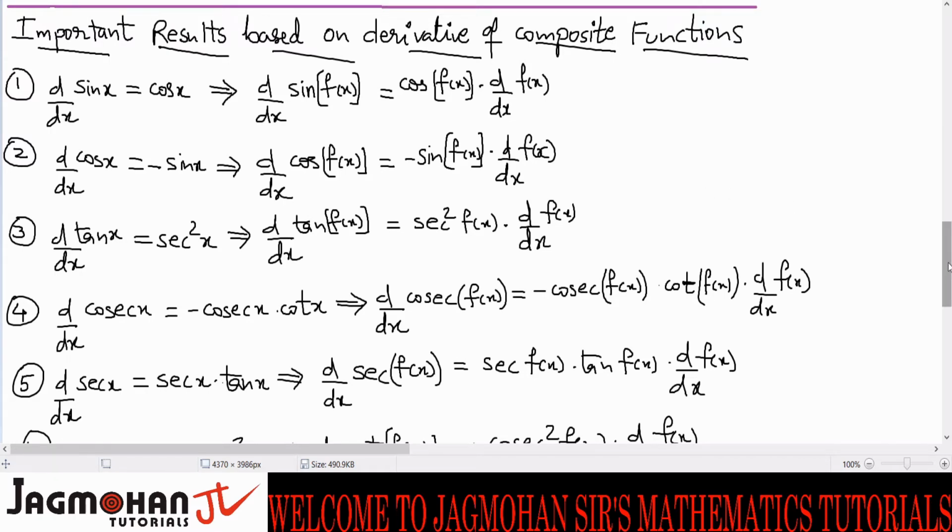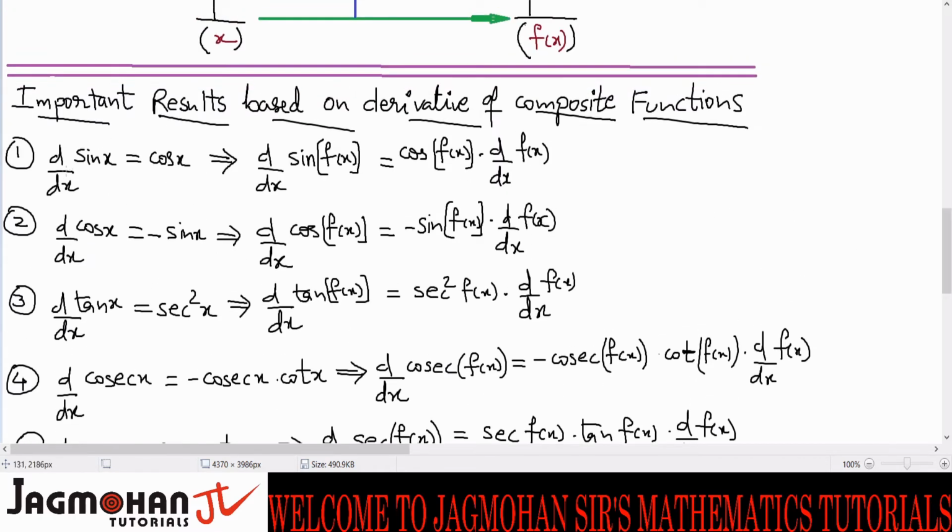I have already given you, in the first lecture, the basic results of derivatives of trigonometric functions. So here, the derivative of trigonometric functions like sine of x. What was d by dx of sine of x? Cos of x. So what will be the derivative of sine of f of x? See, d by dx sine of f of x.